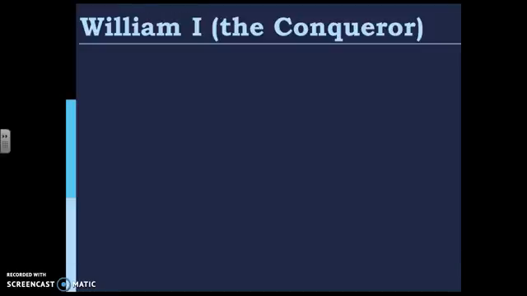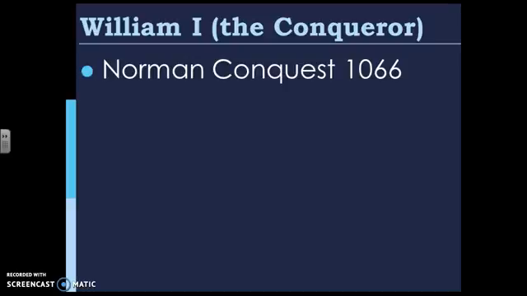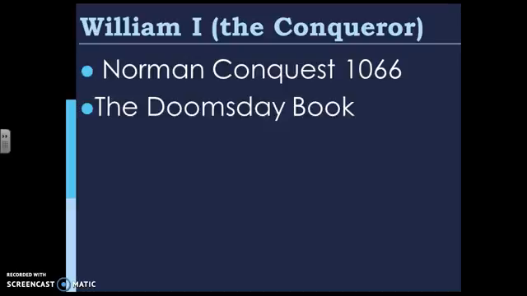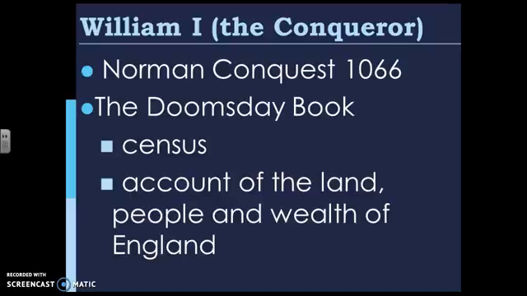Alright, so about William the Conqueror. The Norman conquest takes place in 1066, and when William comes to power, he says, well, what have I inherited? And so he establishes the Domesday Book. It's basically a census to figure out how many people live in his new country that he established, and what do they own. It's a count of the land, the people, and the wealth of England.